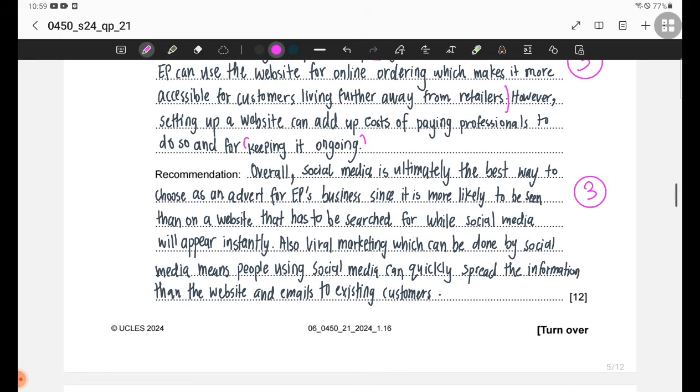Alright, so for me, overall, I chose social media because it is ultimately the best way to choose as an advert for EP's business, since it is more likely to be seen. Of course, this is a plus compared to a website that has to be searched for, while social media will appear instantly. Okay, so here you already have 2 points. It's more likely to be seen than a website.